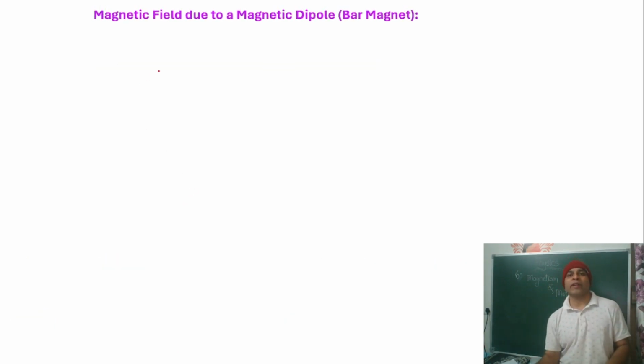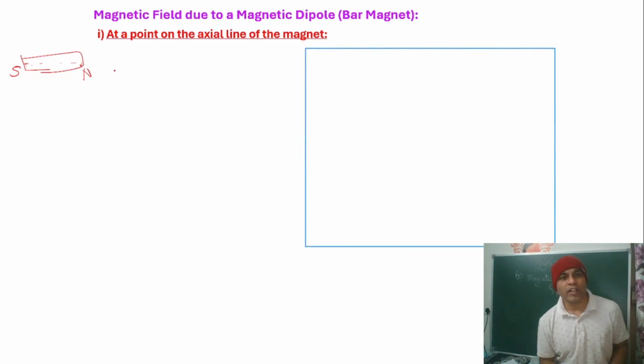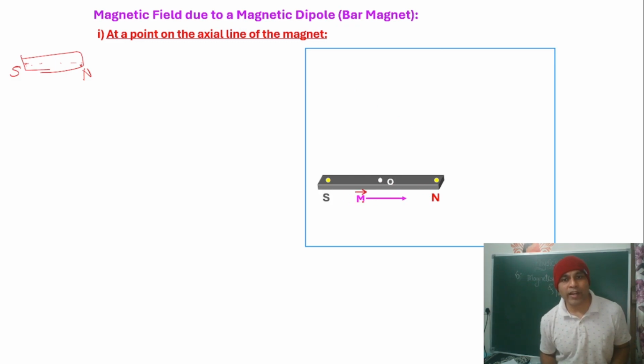Next we are going to discuss the magnetic field due to a magnetic dipole or magnet at a point on the axial line of the magnet. The axial line is the line joining one pole to the other pole of the bar magnet. Now we can see the diagram. Here a bar magnet is shown, O is the midpoint, and the magnetic dipole moment is here.